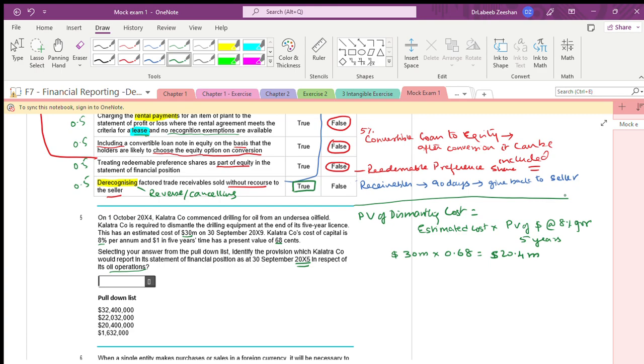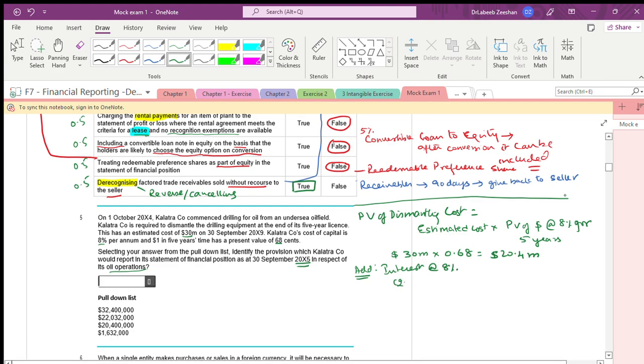Is it right? 20.4 million. Fine. 20.4. Is it right? No. What they say is the cost of capital, drilling 5 machines. The cost of capital is how much? 8%. Is it right? Add interest at the rate of 8%.